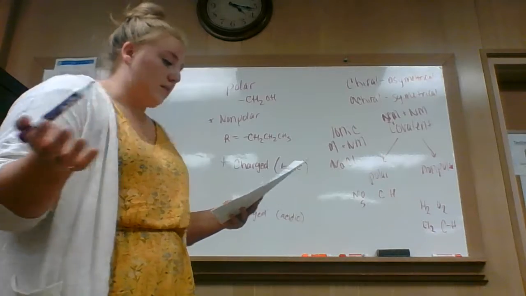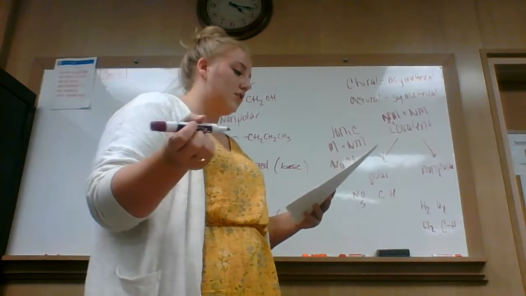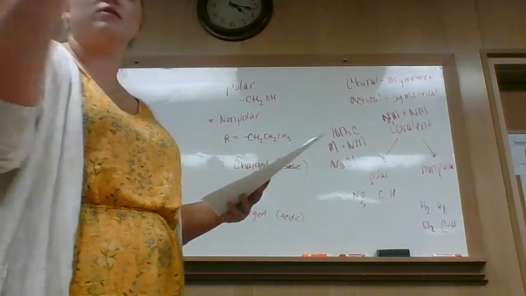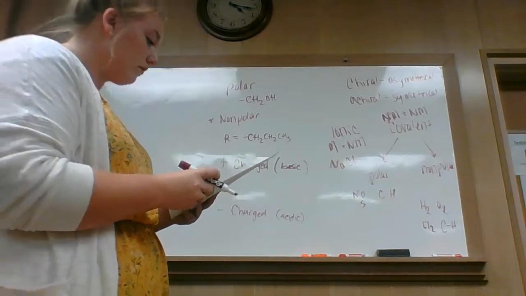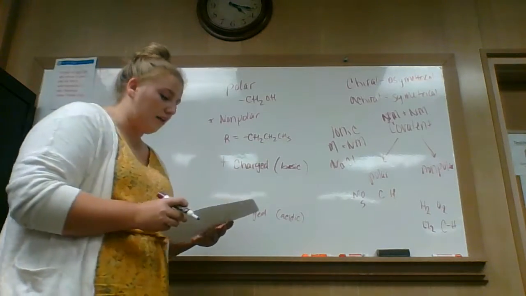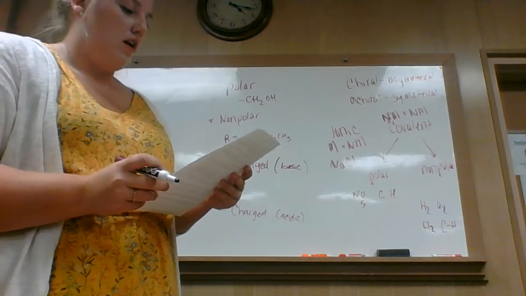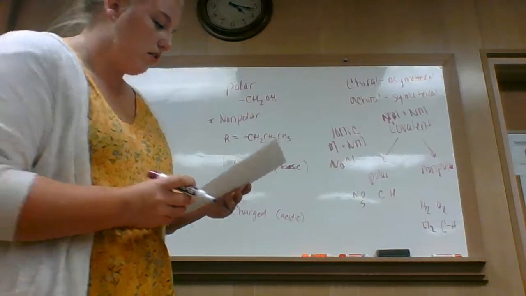Glycine, GLY, is the smallest amino acid, with the side chain being just an H. After that, you have alanine, because it's just a methyl group.